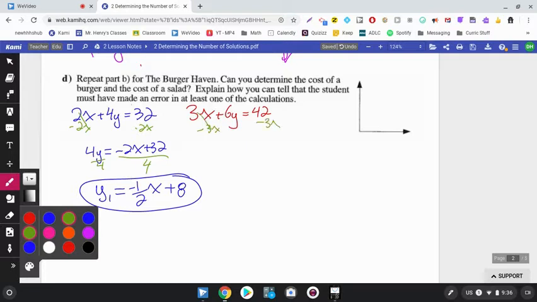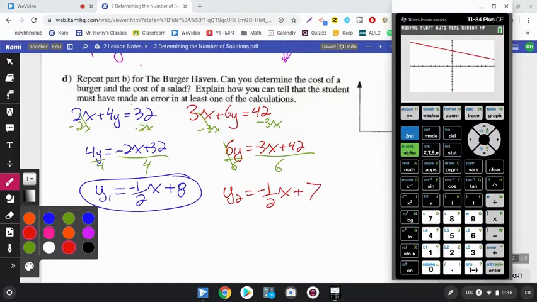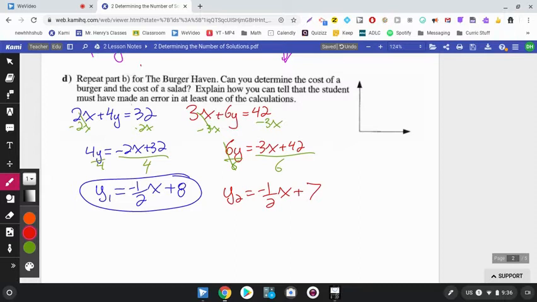Subtract your 3x, subtract your 3x. 6y equals negative 3x plus 42. And divide by 6. Okay. So I get y2, my second equation, negative 1/2 x plus 42 divided by 6 is 7. I don't know why I'm doubting myself. Yeah. All right. Okay. Different equations.